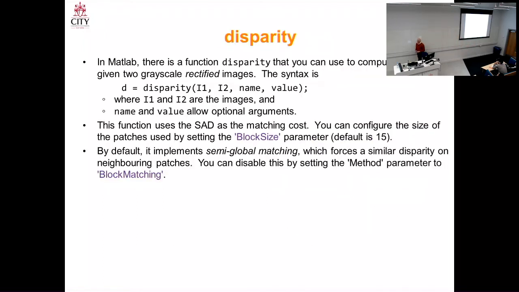Okay, so believe it or not, in MATLAB there is a function which basically does all this stuff for you. It's called disparity. And essentially it can compute disparity for you given two grayscale rectified images. So you've got to rectify the image first, and then it's going to search for correspondences along these horizontal lines. This function uses the sum of absolute differences as the matching cost.